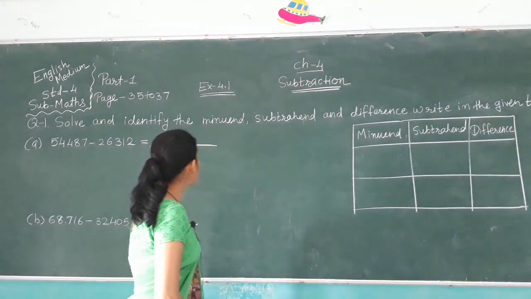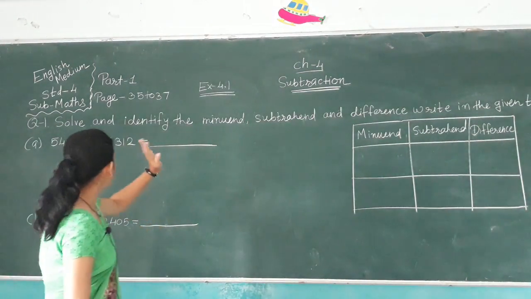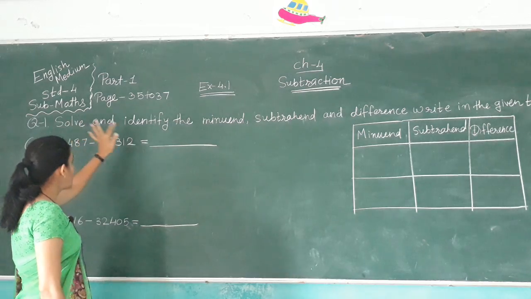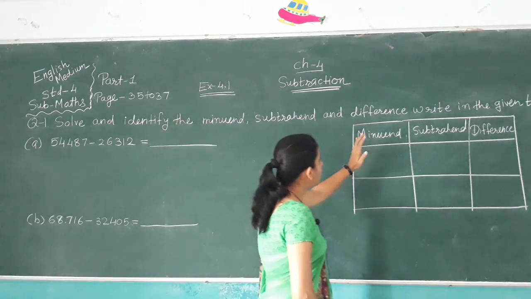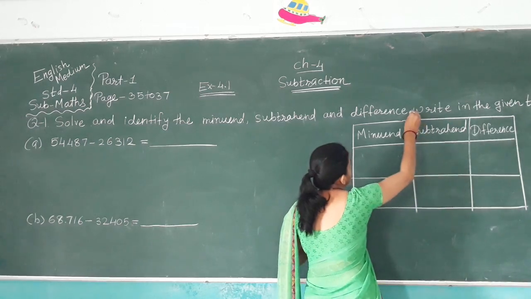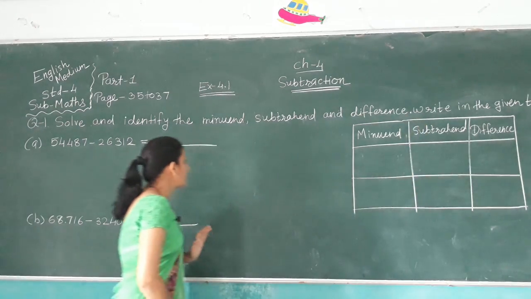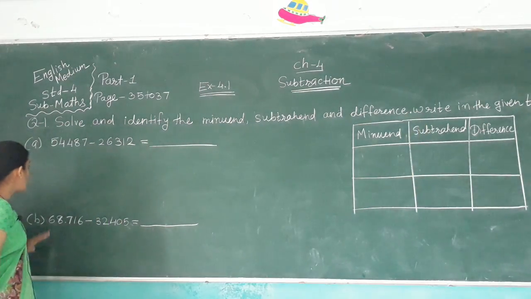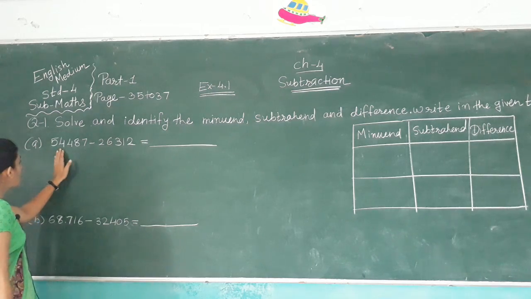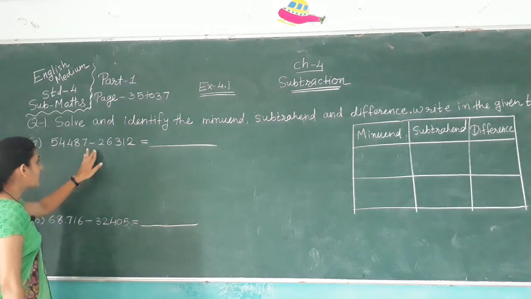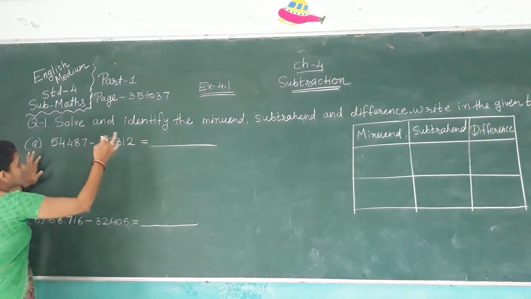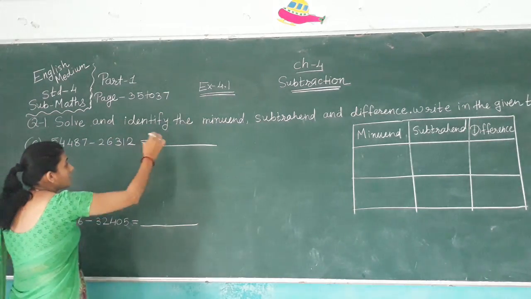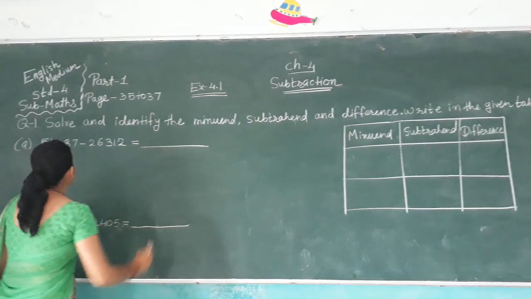Now next topic. Exercise number 4.1, question number 1. Solve and identify the minuend, subtrahend and difference and write in the given table. Here A and B. 54,487 minus 26,312. This one is minuend, this one is subtrahend, and the answer we find is called difference.